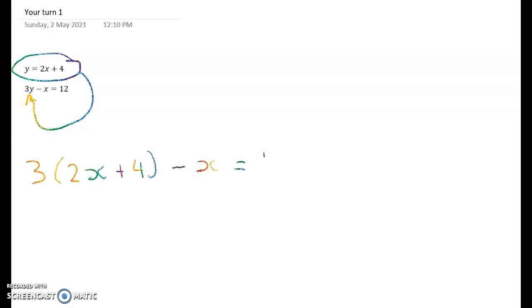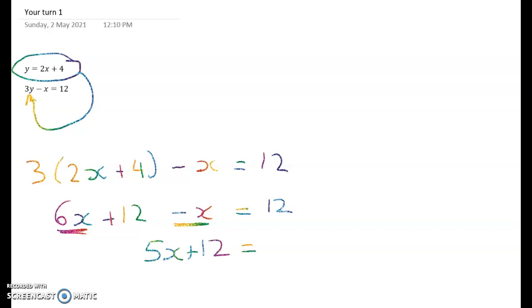Okay, so here's the first one. We've got y is equal to 2x plus 4. So we know substitution will work. We're going to take that and substitute it in here. That gives me 3 times 2x plus 4, take away x is equal to 12. 6x plus 12 minus x equals 12. Simplifying my like terms gives me 5x plus 12 equals 12.